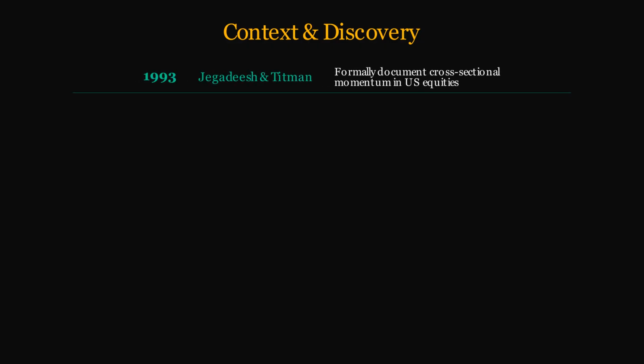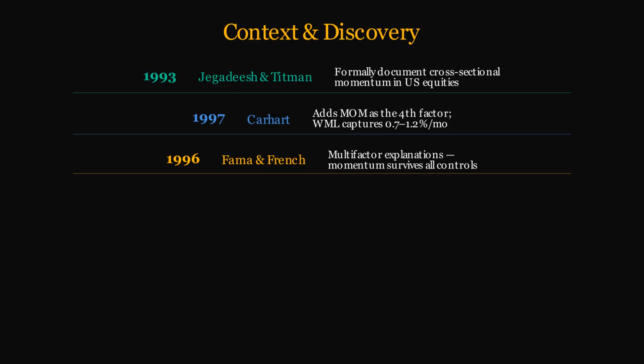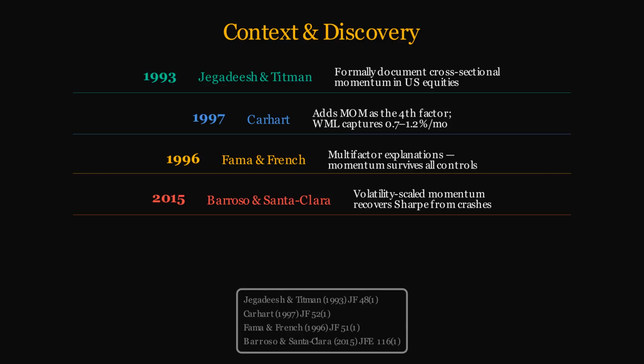Welcome to Quantify. Momentum was formally documented by Jegadeesh and Titman in their landmark 1993 paper, Returns to Buying Winners and Selling Losers. Carhart added it as a fourth factor in 1997, showing winners minus losers captures 0.7 to 1.2% per month. Fama and French confirmed momentum survives all controls. Momentum has since been documented in international equities, bonds, commodities, currencies, and, as we will see, DeFi protocols.